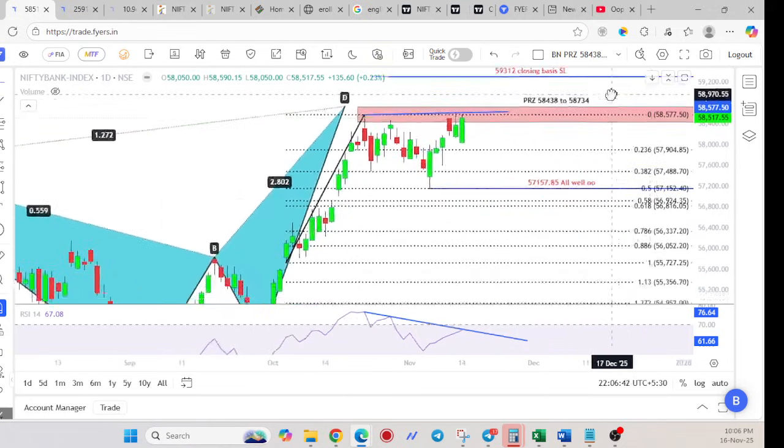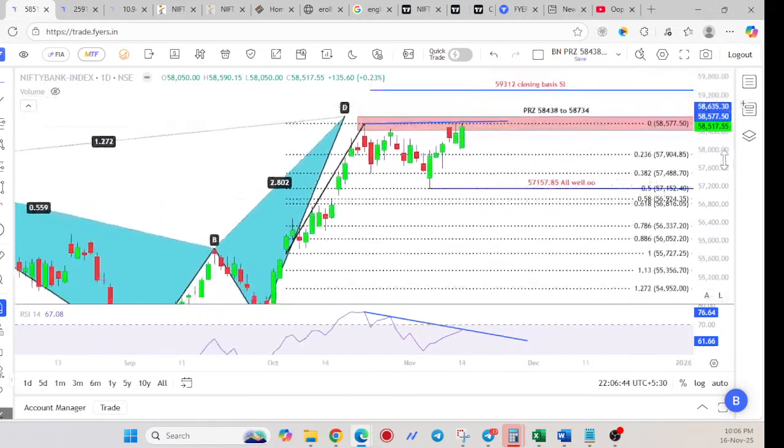So I will not take any chance in Bank Nifty longs. I will wait for my stop loss to hit. I want this 59,312 above closing. Until that, I am not taking longs. I am taking shorts with the stop loss of 59,312 closing basis, of course with hedge. No naked positions being positional, right?